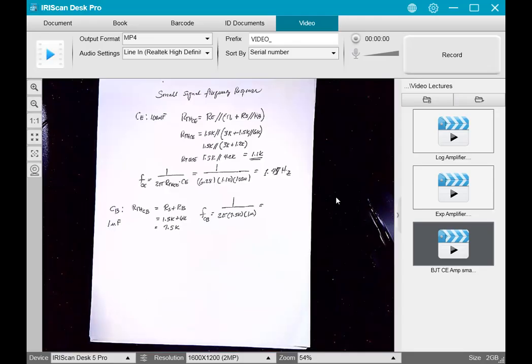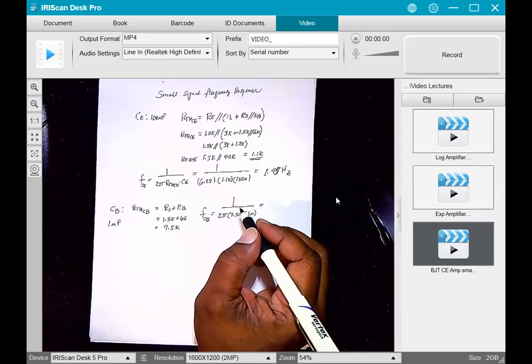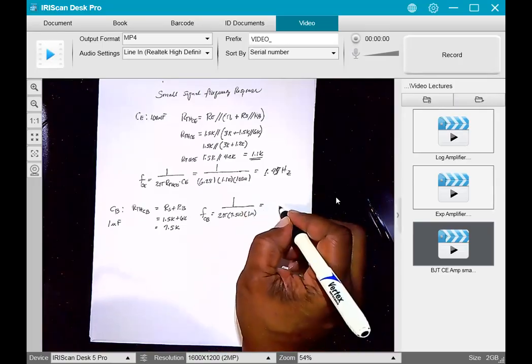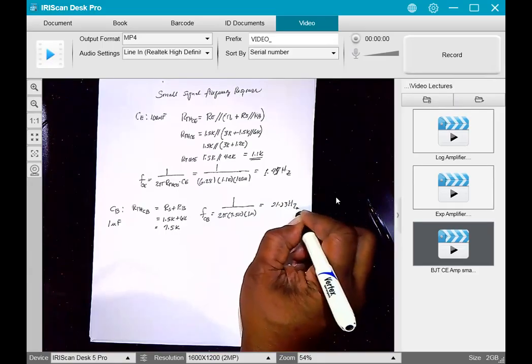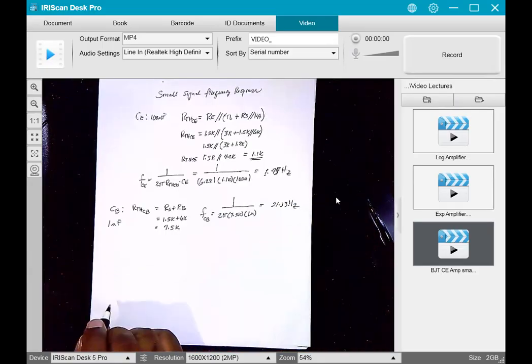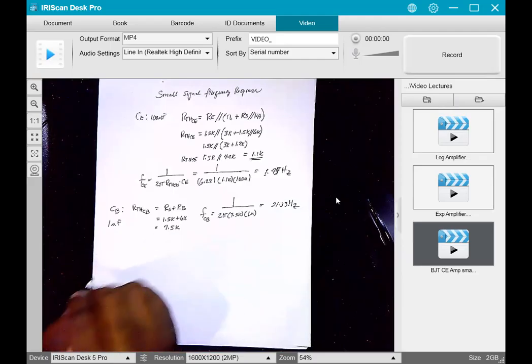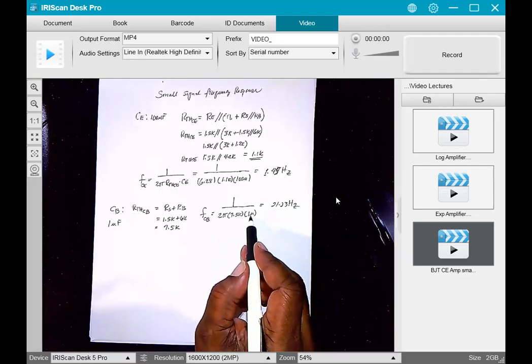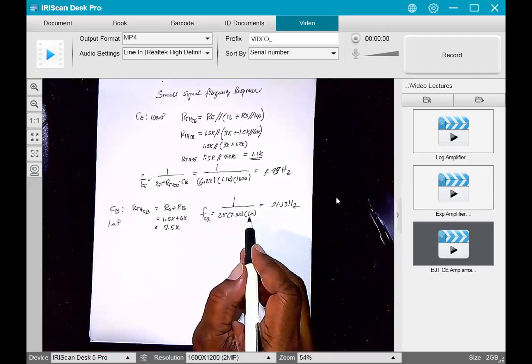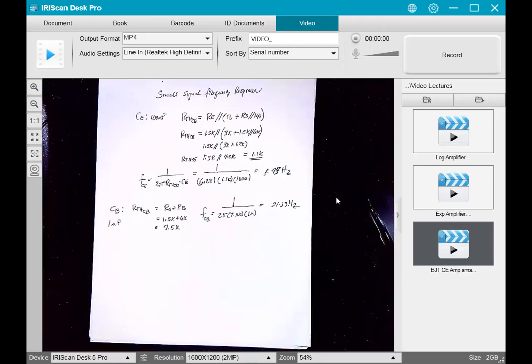And so I'm getting 21.23 hertz. When you put that 1 milliohm in the calculator, how did you do that? 1 e to the minus 6. Yeah, 1 times 10 to the minus 6, or 1 e to the minus 6.